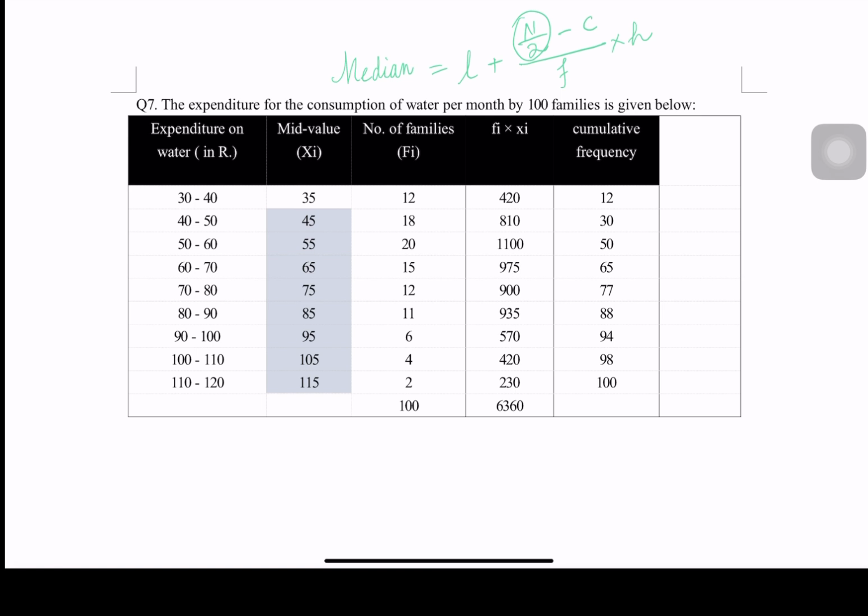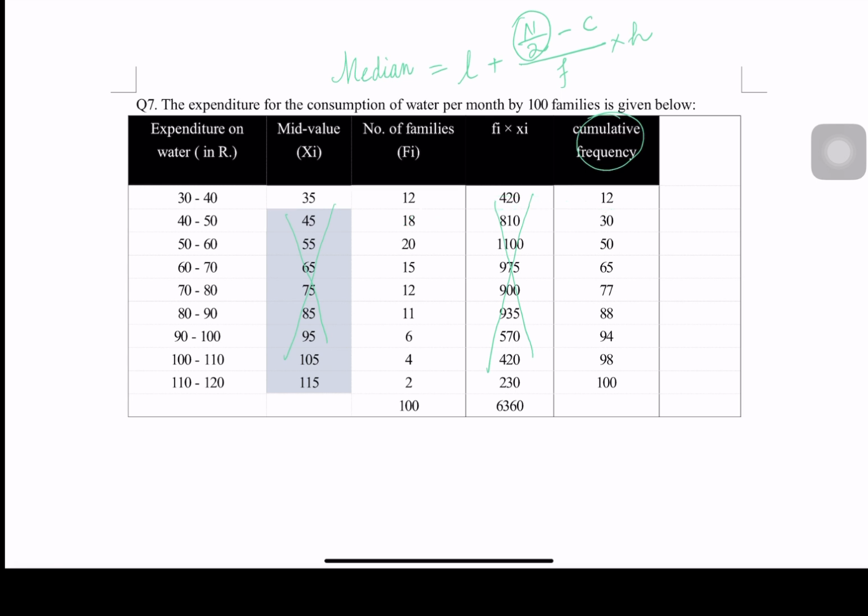To consider N by 2, you have to find the cumulative frequency. To find the median, we don't need fi, xi, or mid values. What we need is only the frequency and cumulative frequency. So how to find cumulative frequency? Please remember: this 12 you will write as 12 in the first class. Then this 30, you have to add with this 12 and 18.